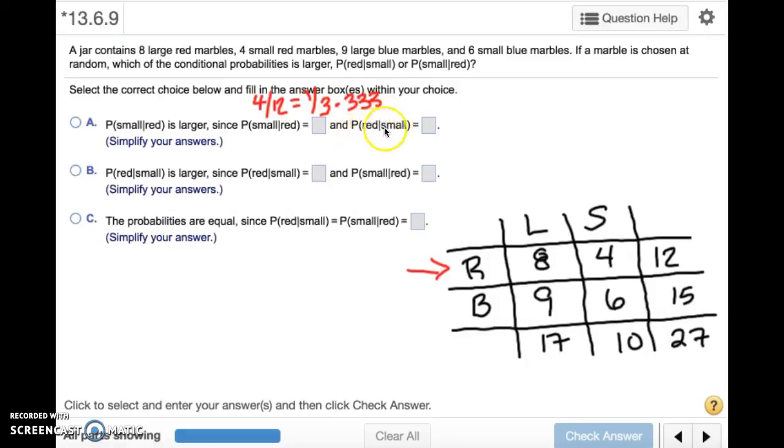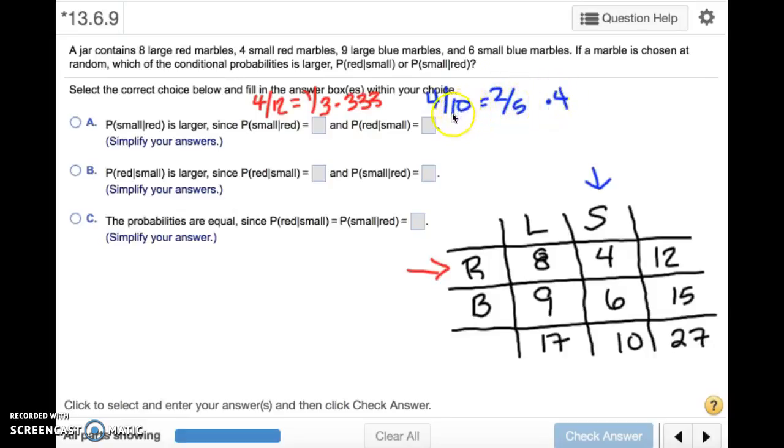Right, the next one is the probability that it's red, given that it's small. So I am only looking in this column. There are 4 red marbles. There are 10 small marbles. So that's going to be 4 out of 10. And when I reduce that, I get 2/5. And that, as a decimal, is 0.4.